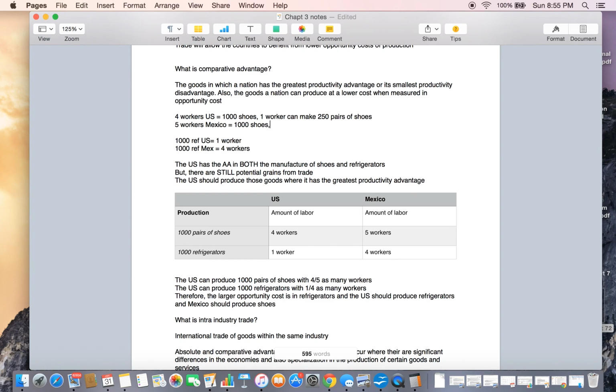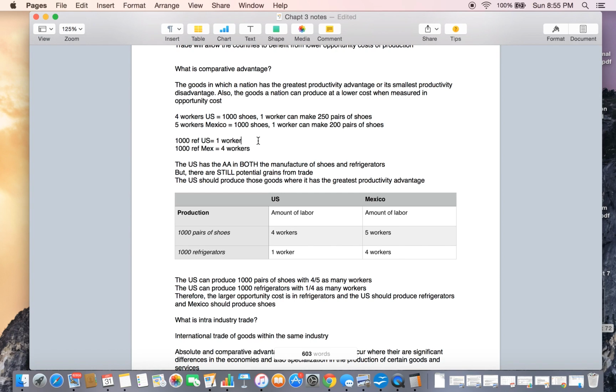Now, in Mexico, it takes 5 workers to make 1,000 pairs of shoes. So 1 worker can make only 200 pairs of shoes. Obviously, we can see that it takes fewer workers in the United States to make the same amount of shoes. So there is an absolute advantage in production there, when we're assuming that the only input into production is the cost of the workers.